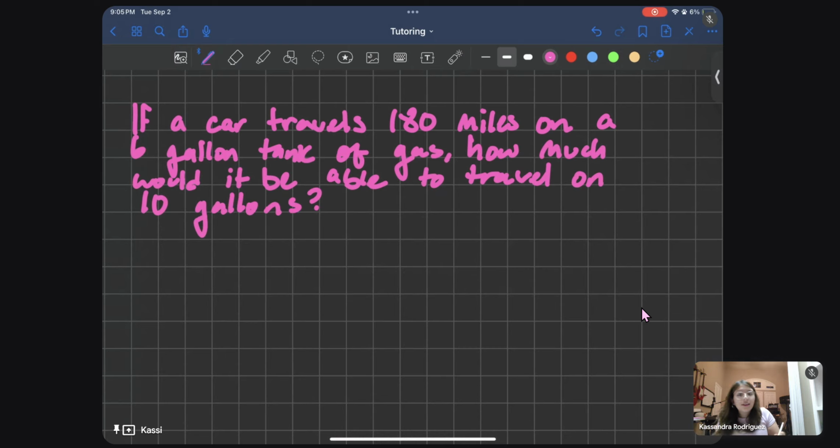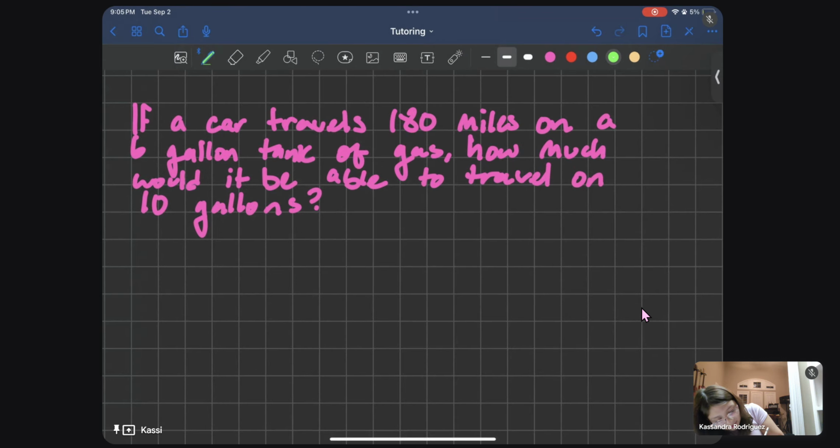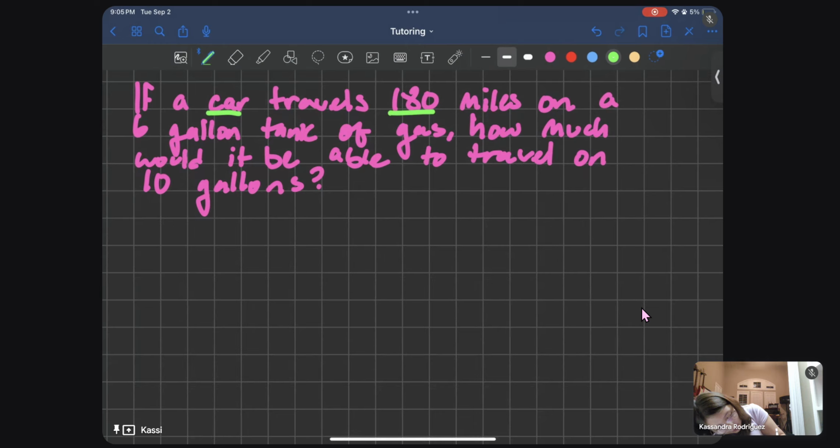Don't let the words freak you out. So first, let's look at all of our buzzwords. We know that a car travels 180 miles on a 6-gallon tank. So we want to know how much it would travel with 10 gallons. So I'm going to give you a second to set up the proportion. You got this.